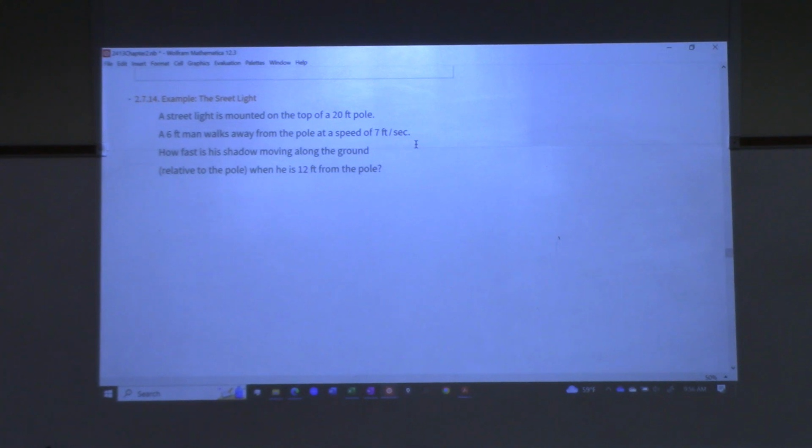First thing, do you even see what's going on? Like, can you see things in motion here? Do you see a 20-foot light pole? Do you see a 6-foot man walking away from the pole? Do you see his shadow on the ground? Do you see it or not? I mean, everyone's going to be different here.